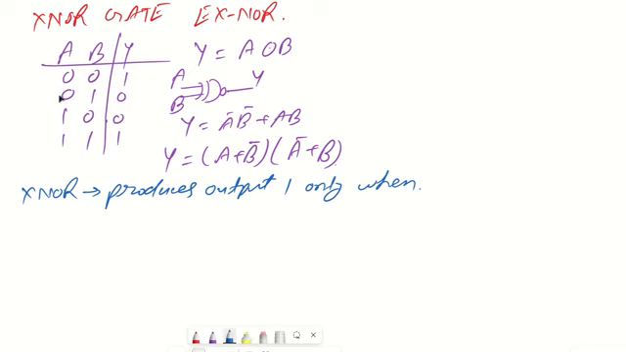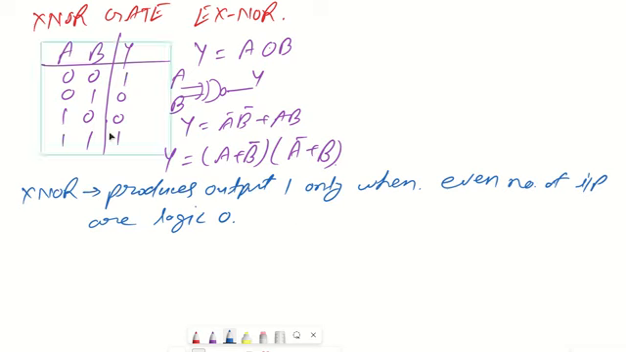Okay, we'll talk about zeros. So if an even number of inputs are logic zeros, then the output will be 1. In the XOR gate, we had seen an odd number of inputs as 1. In the XNOR gate, it is an even number of inputs as zeros.